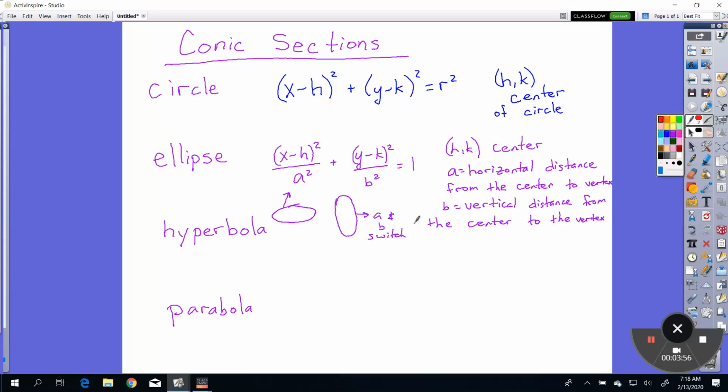Hyperbola is the same as the ellipse with one difference. It's minus between them. So it's exactly the same as this, but there's a minus. So it's x minus h squared over a squared minus y minus k squared over b squared equals 1. So that's the only difference between the ellipse and the hyperbola, is the hyperbola has a minus between the two of them. So h, k is still the center, a is the horizontal distance, and b is the vertical distance.